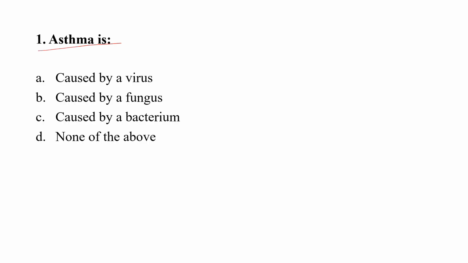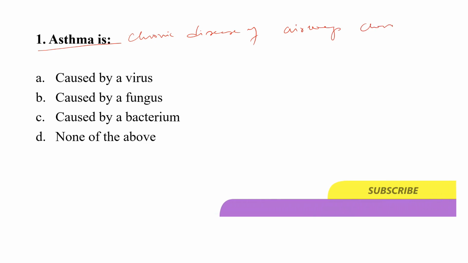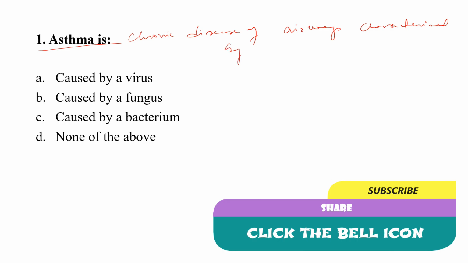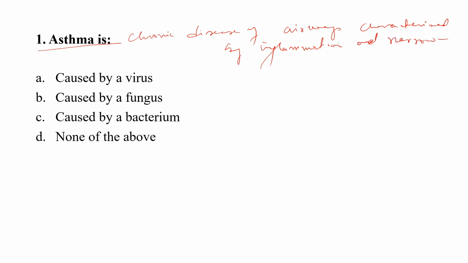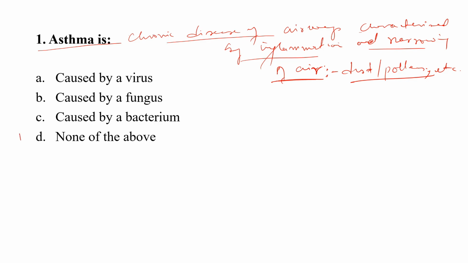Question number 1. Asthma is option A caused by virus, option B caused by fungus, option C caused by bacterium, option D none of the above. Asthma is a chronic disease of airways characterized by inflammation and narrowing of airways. Asthma is a chronic disease characterized by inflammation and narrowing of airways, and it is triggered by dust or pollens, etc. So the correct option here is option D, which is none of the above.